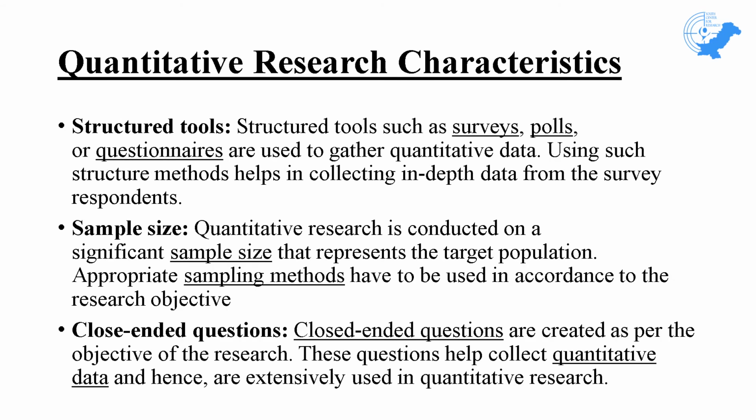There are six basic characteristics of quantitative research. The first one is structured tools, such as surveys, polls, or questionnaires, which are used to gather the quantitative data. Using such structured methods helps in collecting in-depth data from the survey respondents. Sample size. Quantitative research is conducted on a significant sample size that represents the target population. Appropriate sampling methods have to be used in accordance with the research objectives.